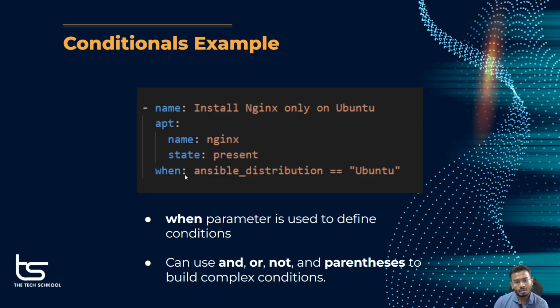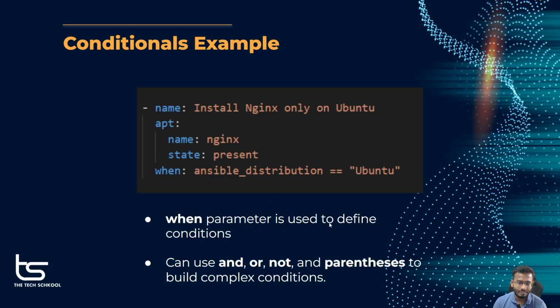So when, then separated by a colon, and we have mentioned the condition, ansible_distribution. This is the fact that was gathered when Ansible was gathering facts. So if ansible_distribution is equal to Ubuntu, then only this play, that is this task, will run. So this is the example of how conditionals work in Ansible.